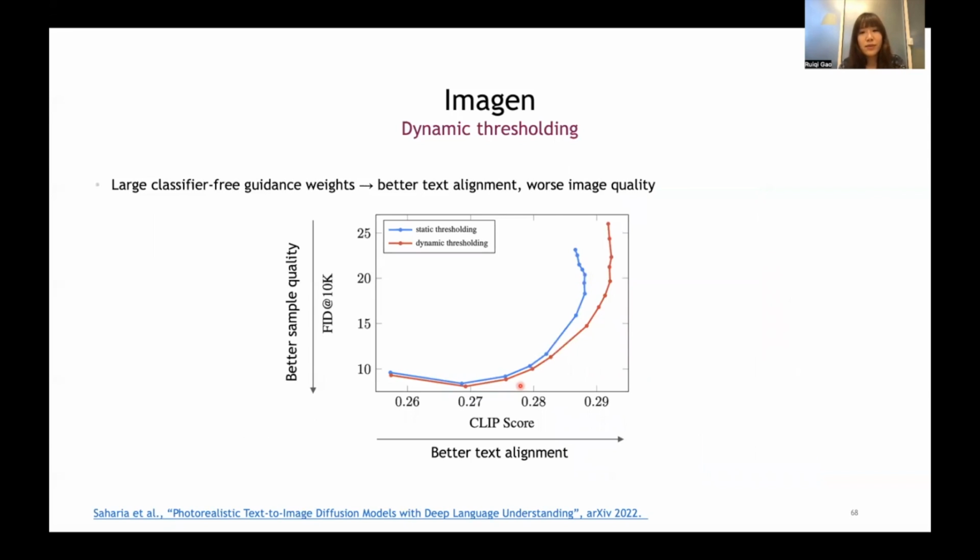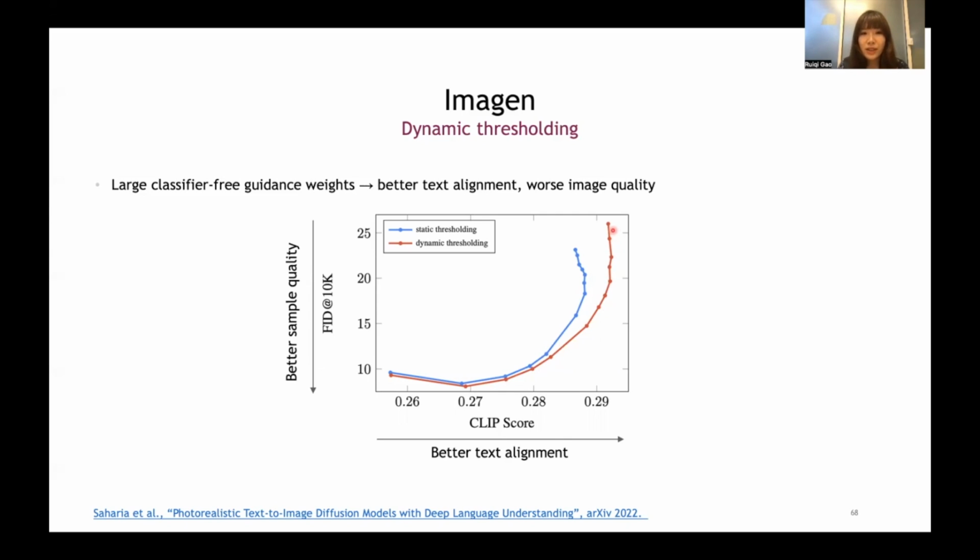And dynamic thresholding is a new technique introduced by Imagen. This is mainly to solve the trade-off problem of using large classifier-free guidance weights. As we also discussed in the previous part, when we use large classifier-free guidance weights, there is a chance that it gives us better text alignment, but worse image quality. It can be shown in this figure. As we use large guidance weights, the CLIP score, which corresponds to better text alignment, increases. However, the FID score also increases, which corresponds to worse sample quality.